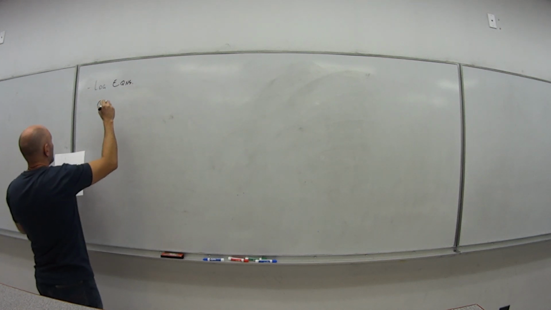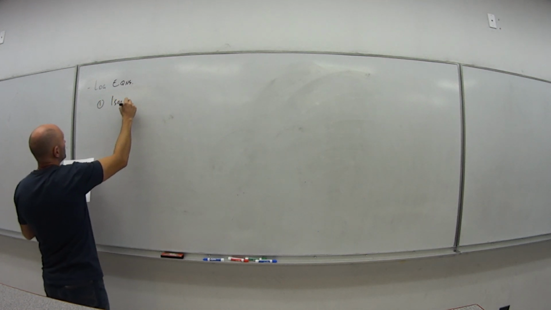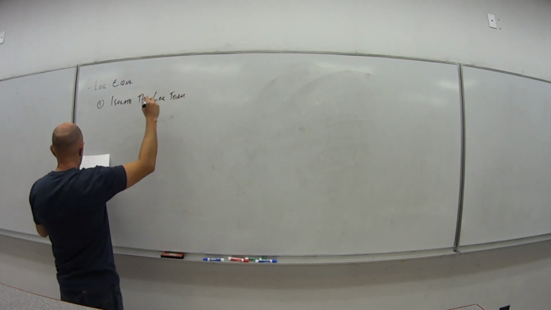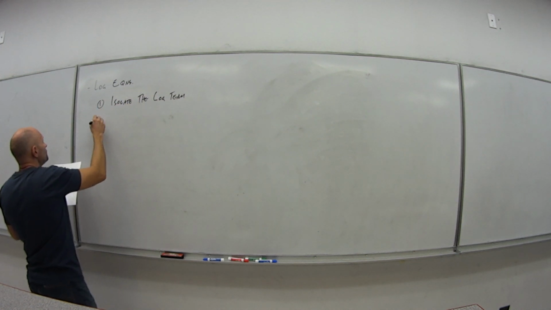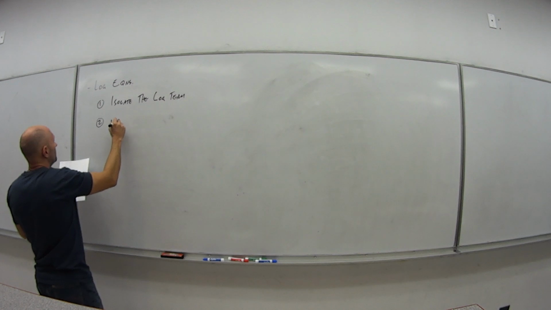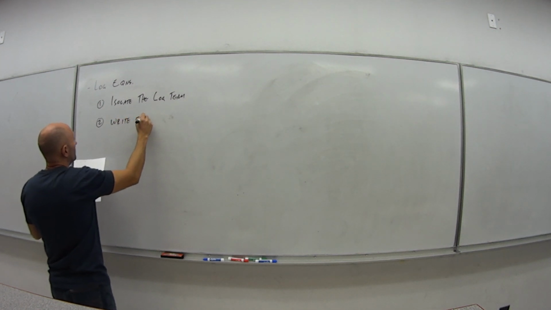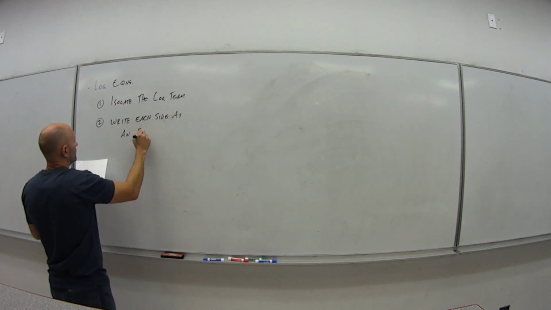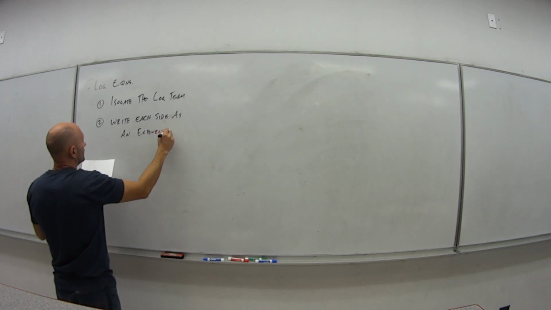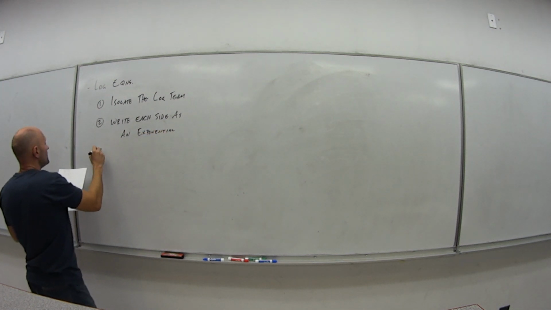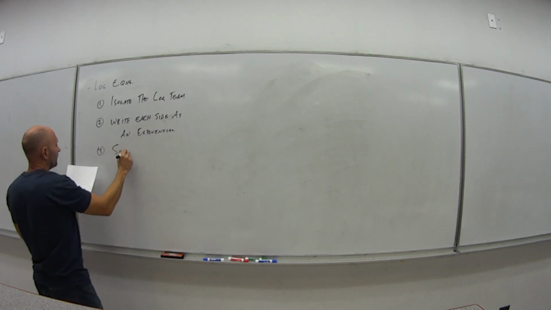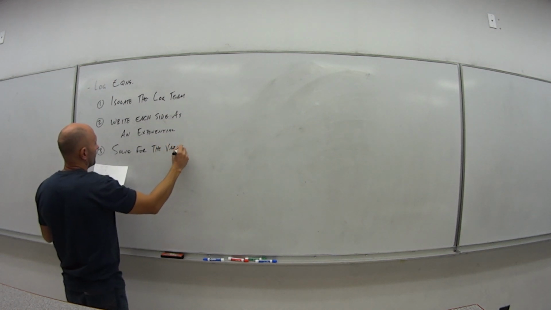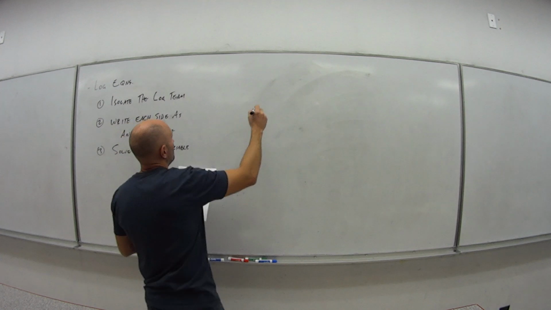the guidelines are going to be to isolate the log term, write each side as an exponential, and then 3, then we'll solve for the variable. So let's look at an example here.